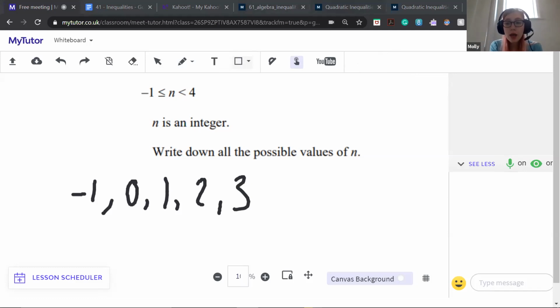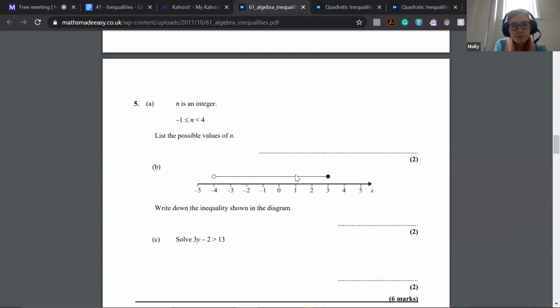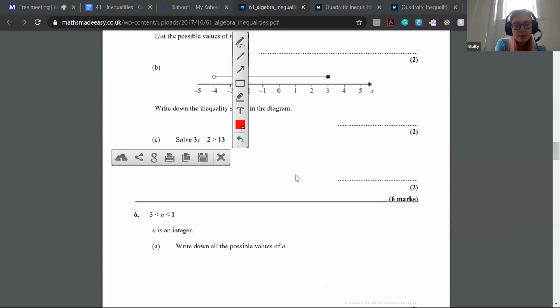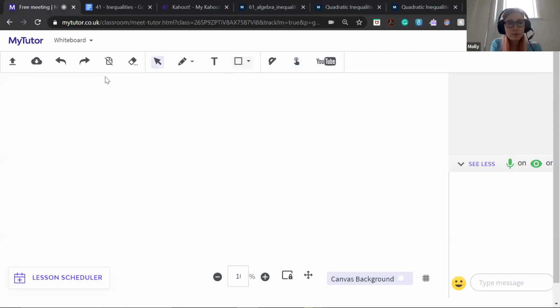Okay. I am going to move on to some algebraic ones, just because I think it is slightly different from this. So even if you don't understand this, I think you'll still be able to follow the linear ones. And I want to make sure we have enough time on quadratics. So I am going to move on. So something like this. Solve 3y minus 2 is greater than 13.